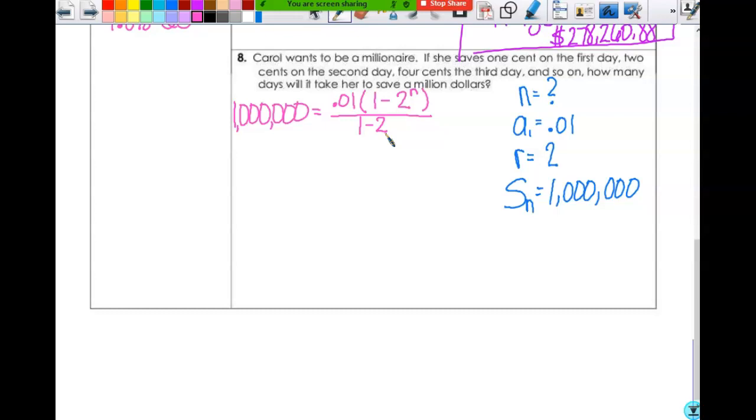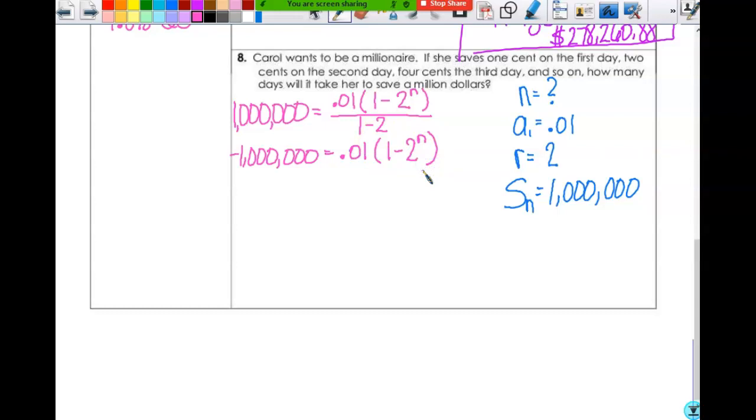All right, so I know down here 1 minus 2 is a negative 1. I'm trying to get n by itself, so I'd like the negative to not be over here. Since this gives me a negative 1, I'm going to multiply both sides by a negative 1. So this will give me negative 1 million equals 0.01 times 1 minus 2 to the n power.